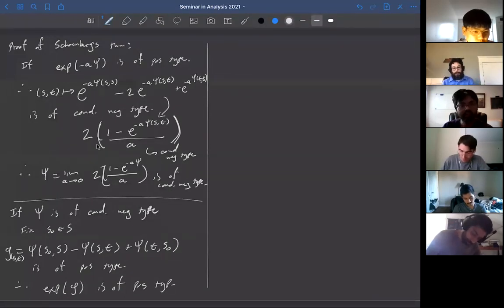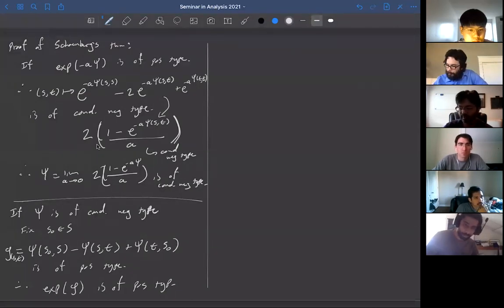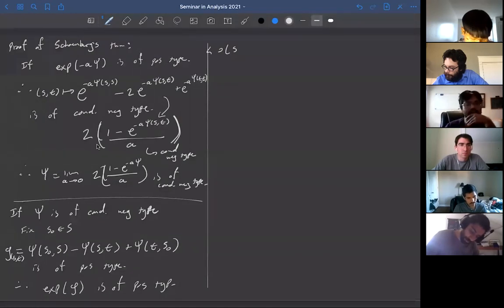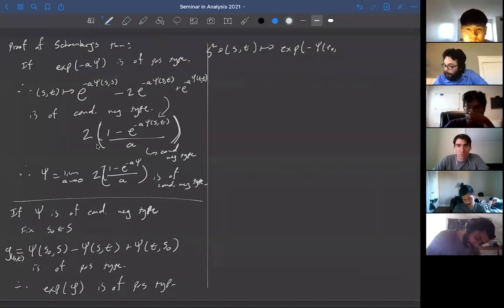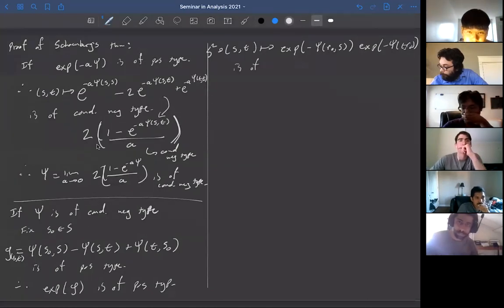That's because we already showed that for positive type functions, you can take products of them and you get positive type, and you can also take sums of them and you get positive type. So just writing out the exponential, looking at its Taylor series, you get a limit of positive type functions, which is again positive type. All right, so the exponential of phi is positive type. But on the other hand, we also have that this map which takes s and t and sends it to the exponential of negative c(s naught, s) times the exponential of negative c(t, s naught) is of positive type.